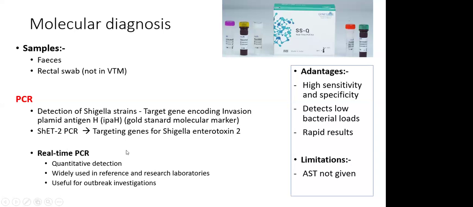Real-time PCR helps in quantitative detection, and it is widely used in reference or research laboratories, also for outbreak investigations. The advantage is that it is highly specific and sensitive, and with PCR we can even detect low bacterial loads, and rapid results are obtained compared to cultures, which take around 48 hours to give a result. Also, even if the bacteria is not alive, we can detect it by PCR. But the limitation is that we cannot perform antimicrobial susceptibility testing.